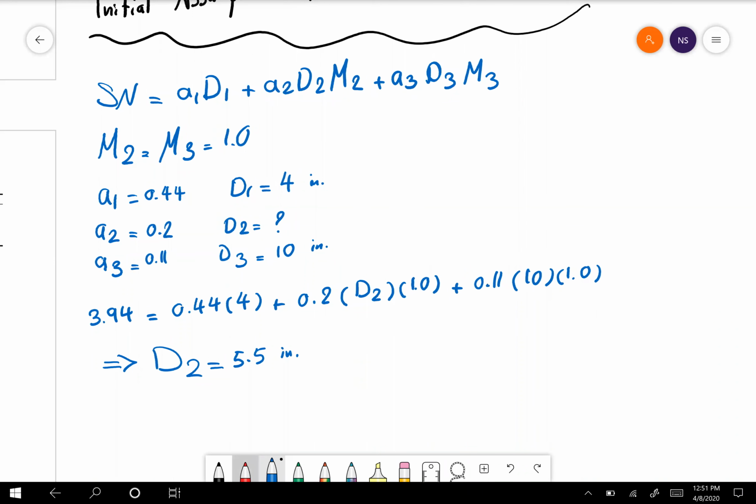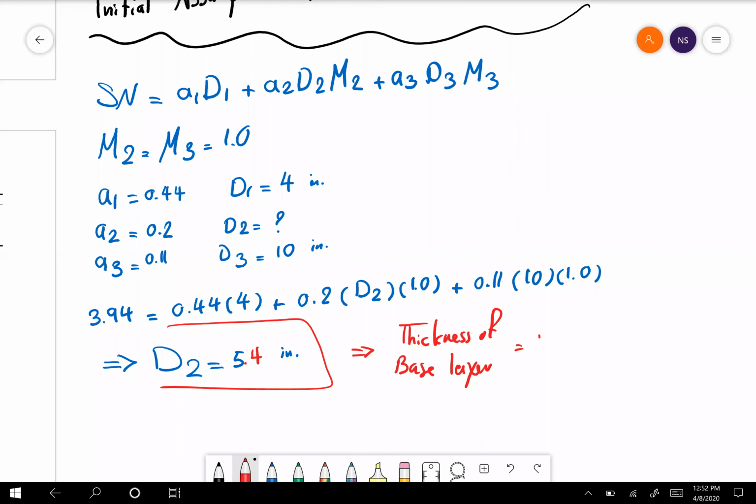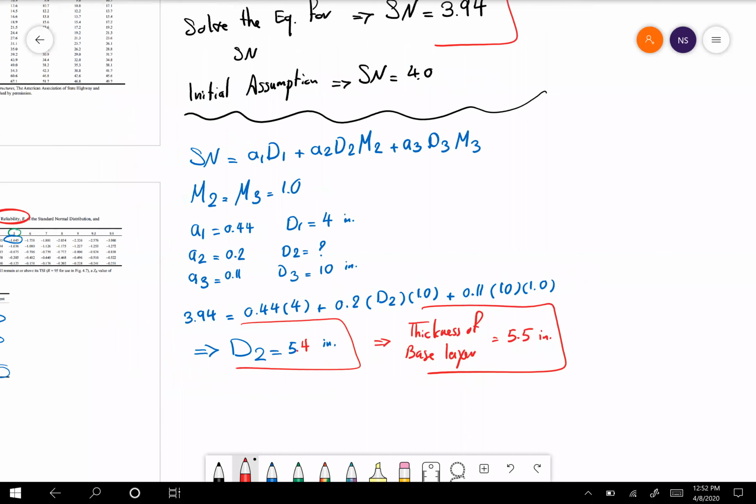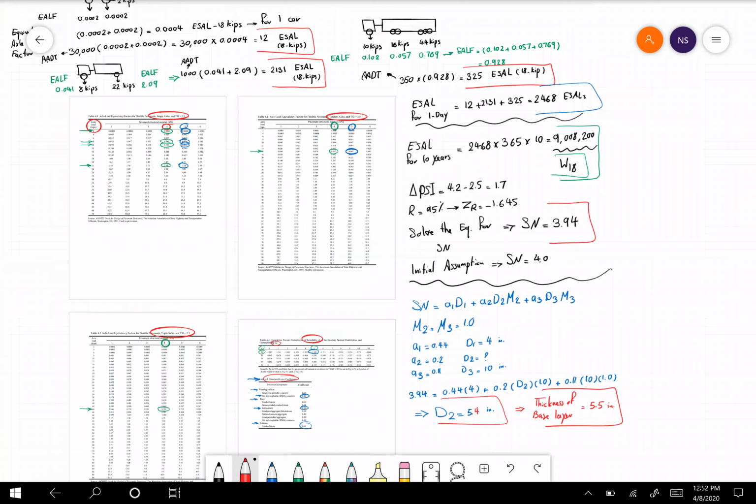5.5 inches. So that's the final answer we were looking for, to answer what thickness of base layer we need. If you solve it for this problem, it's going to be 5.4, but for practical purposes, you need to round it to the nearest 0.5 inch. So the thickness of the base layer is going to be 5.5 inches, right? That was an example from beginning to the end using the AASHTO pavement design method, right?